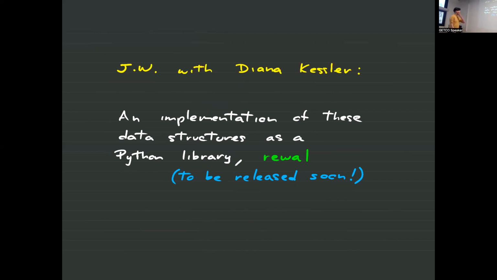Something that I hope to have time to show later is something I'll be working on together with my student Diana Kessler. She is implementing these data structures in a Python library meant for higher-dimensional rewriting, or directed combinatorial topology if you want. I'm going to try to give a quick demonstration of this at the end of the talk. This is still not publicly released, but we are hoping to release it in the next couple of months.